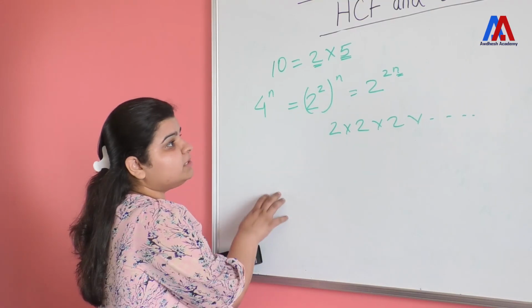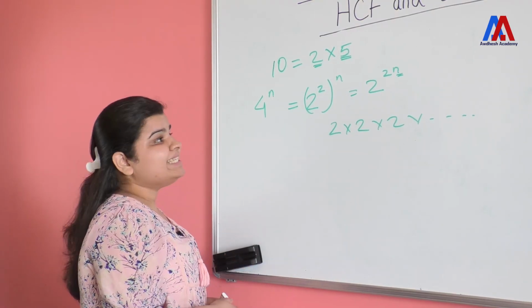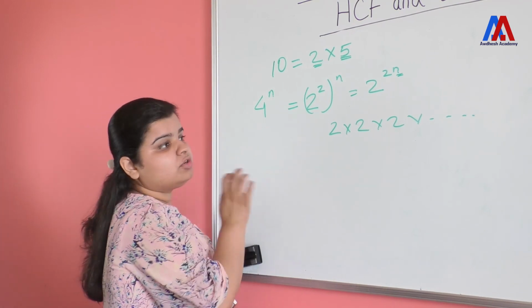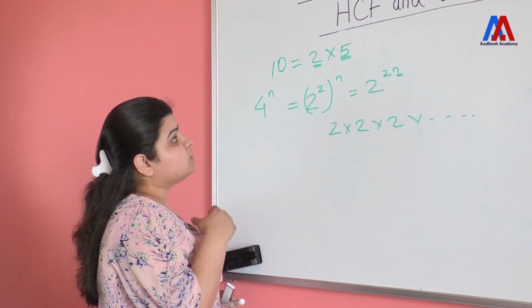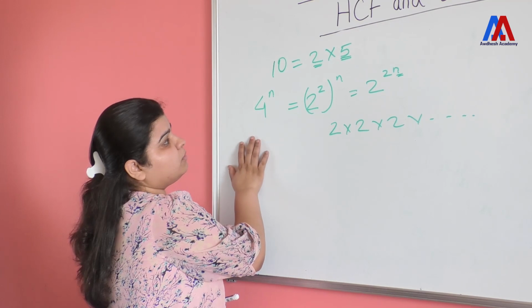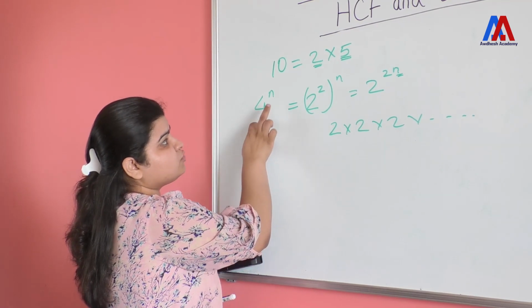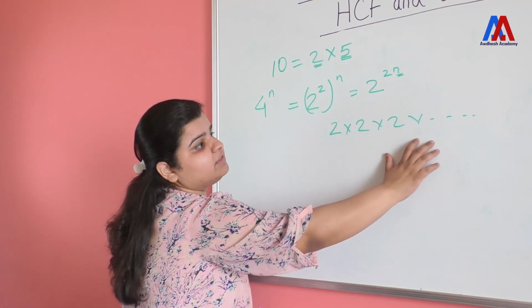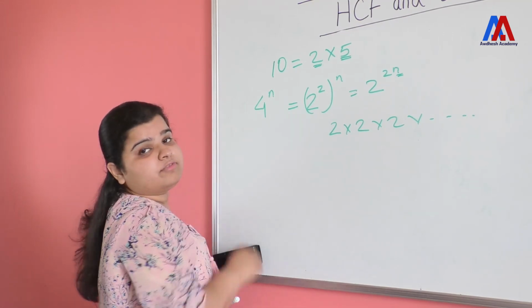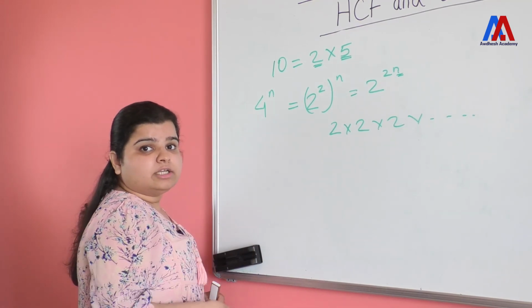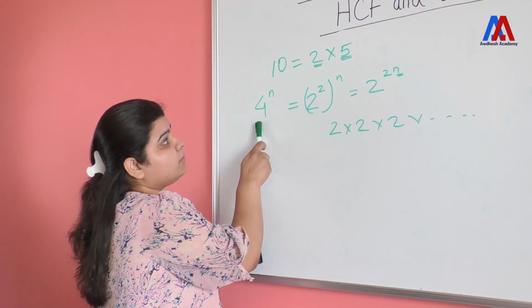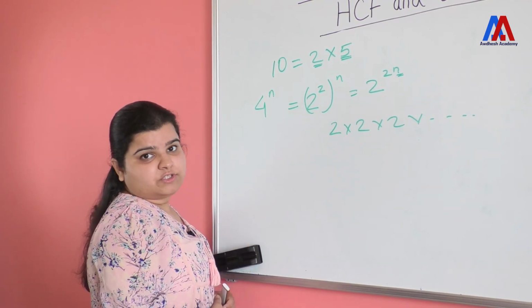Also, from the fundamental theorem of arithmetic, which says that the prime factorization of a number is unique, we know that no matter what, the prime factorization of 4 raised to the power n will always have 2's in it and not 5. Thus, we can conclude that the number 4 raised to the power n will never end with 0.